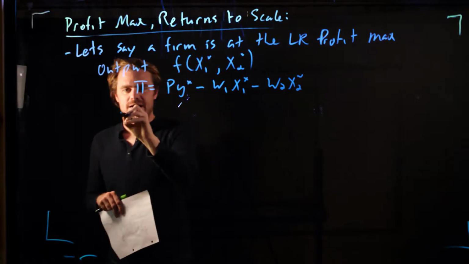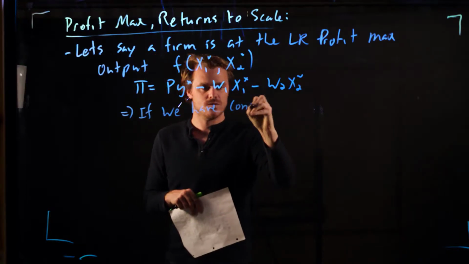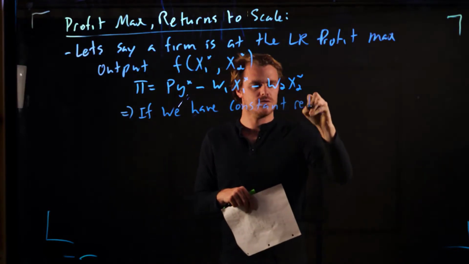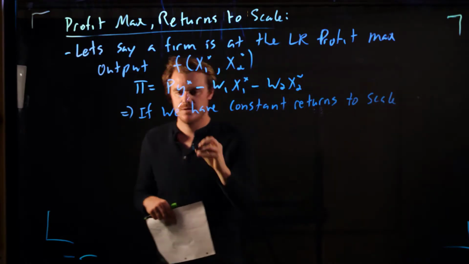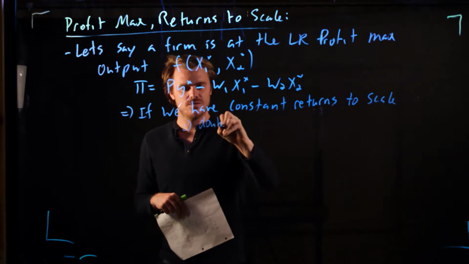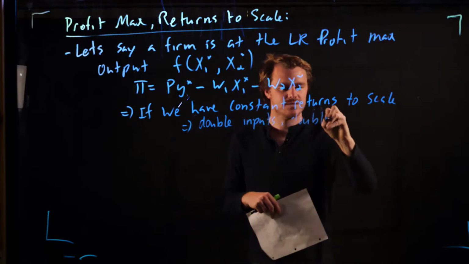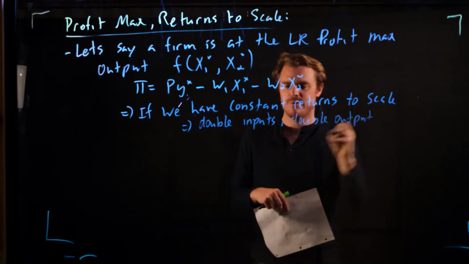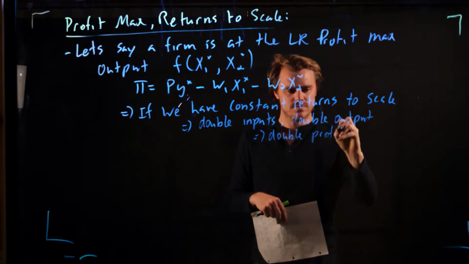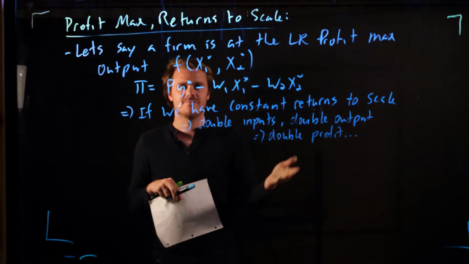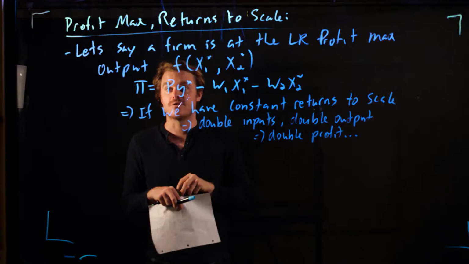And so if we have constant returns to scale, that means if we double our inputs, we double our output. Well, that would mean we double our profit. But if we double our profit, how can it be the profit maximizing level? The issue here is that our profit is 0 in the long run.